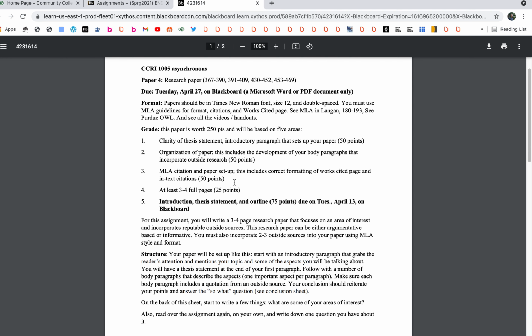That's 50. At least 3 to 4 full pages, 25 points. I know on some of the other papers, some folks have been struggling to get to the page length. Please, please, please try and get to the page length. 3 pages.